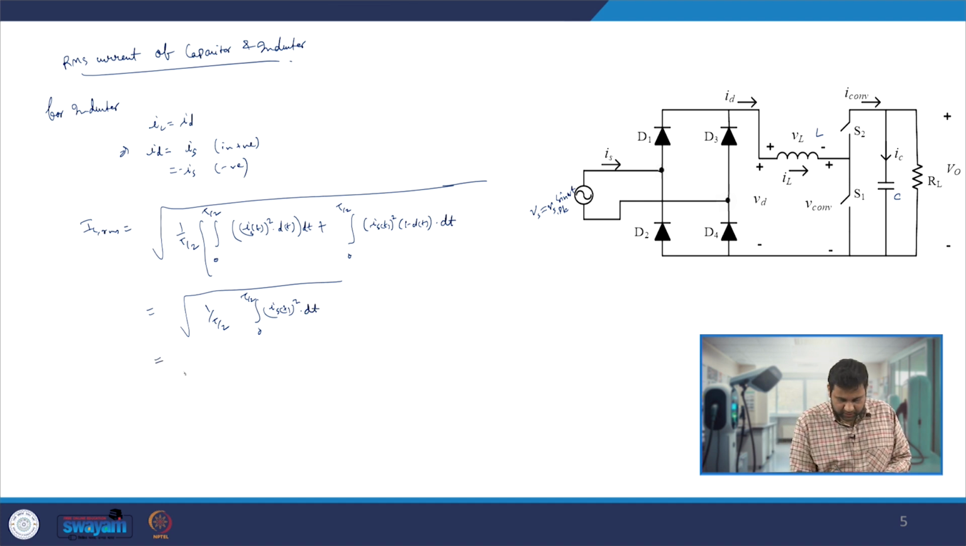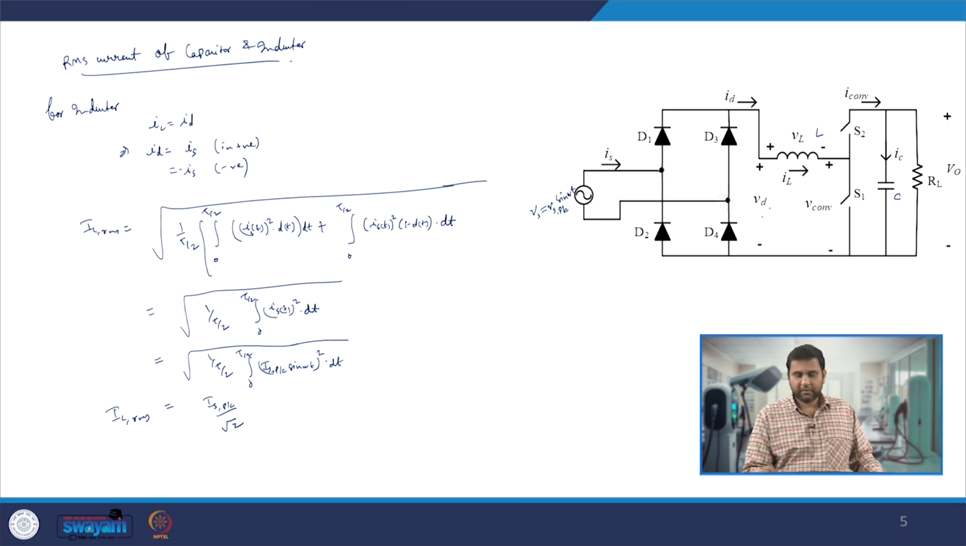And if we consider that it is 0, Is of t is nothing but Is peak sin omega t, where one can do, and that will be nothing but Is peak by root 2, that is nothing but the RMS current of this inductor.